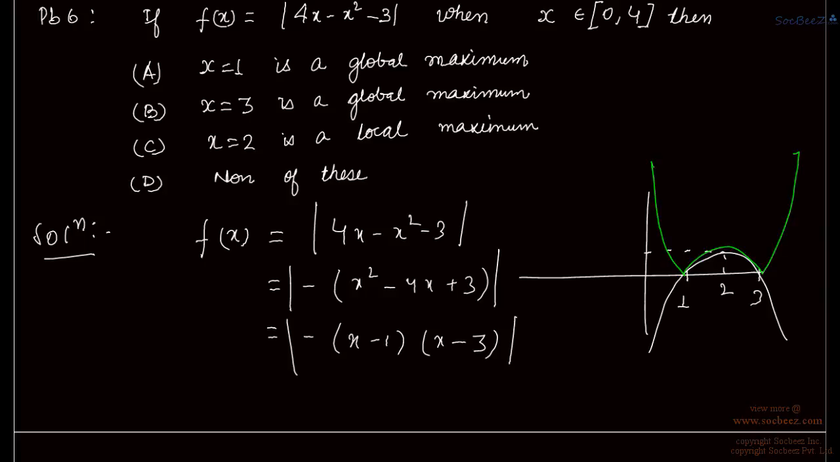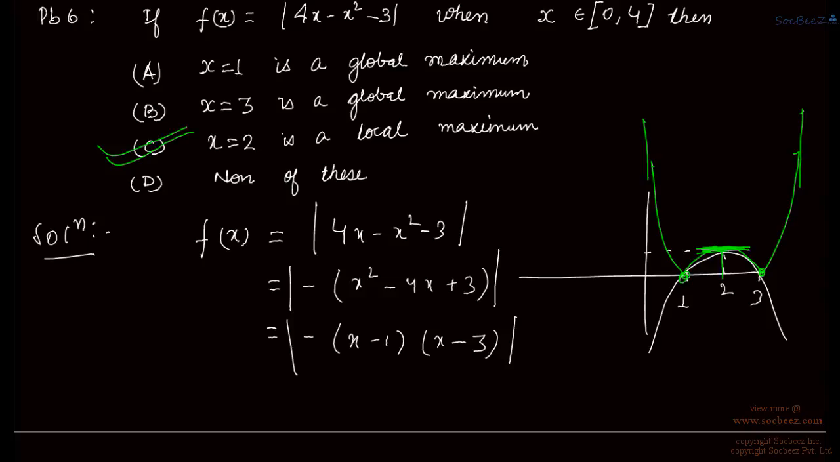the curve as something like this, right? So x is equal to 1 is a global maximum. No, this is not a maximum. x is equal to 3 is a global maximum. Again, this is not a maximum. x is equal to 2 is a local maximum. Yes, at point 2 we have a local maximum, and this is not a global maximum because the global maximum is greater than this value, right? So we have x is equal to 2 as a local maximum. Okay, graphically we can solve this problem very quickly, right?